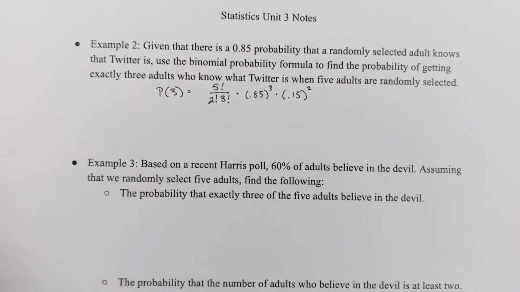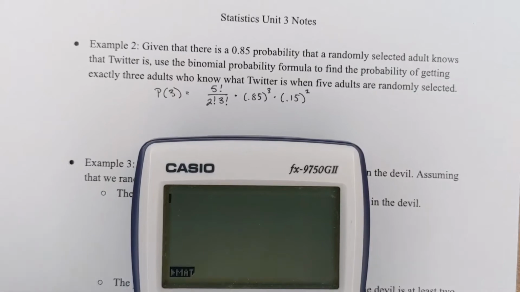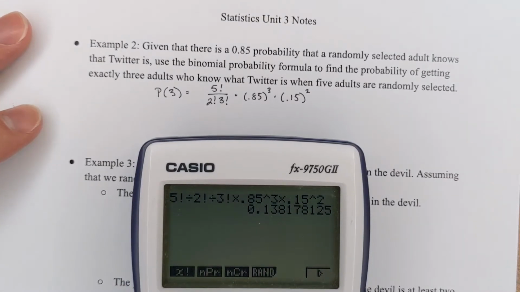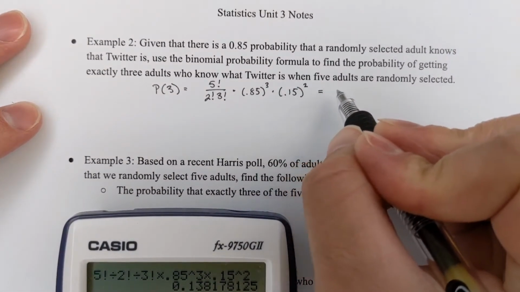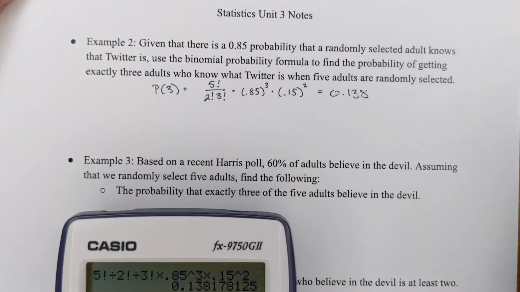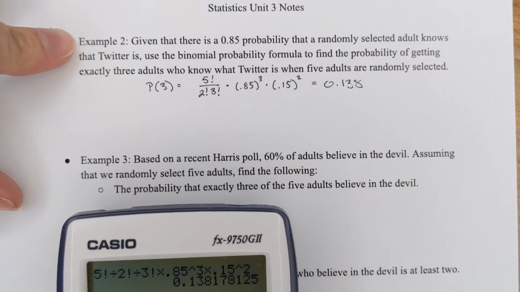And all these are numbers, so it can all just go in my calculator. So let's see how I can do this. Okay, so 5 factorial divided by 2 factorial divided by 3 factorial times 0.85 raised to the third times 0.15 raised to the second, and math happens, and out comes this number. So the likelihood is 0.138, so 13% chance of randomly selecting 3 adults who know what Twitter is if there's a 0.85 probability that any one adult knows what Twitter is.